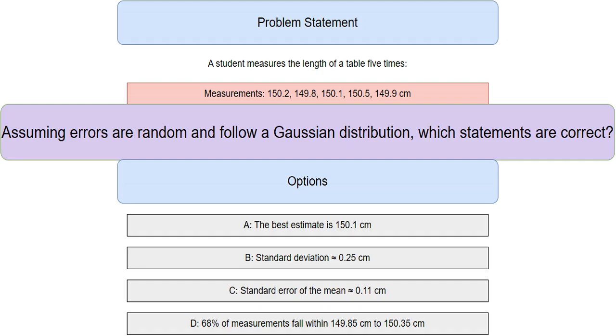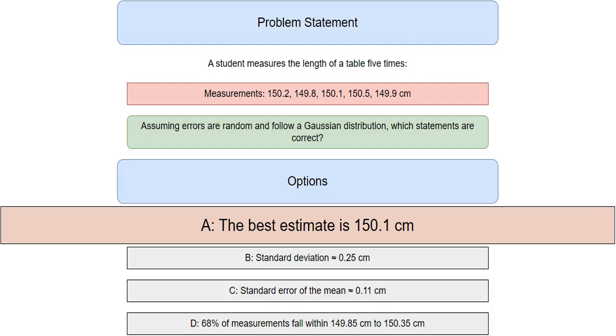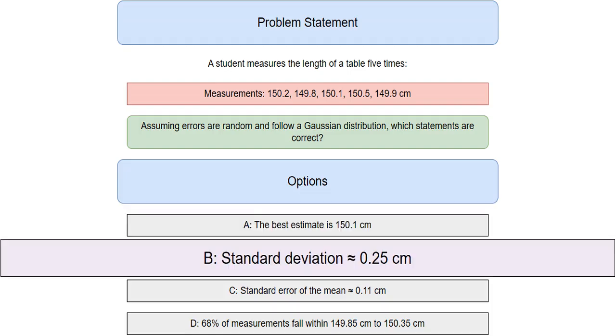value. The prompt asks that based on this assumption about errors, which of the subsequent statements are most likely to be true. Now, let's clarify that options is simply indicating a list of choices related to the analysis of the table measurement data. These are the statements that are being examined for correctness, which are A, B, C, and D. Here, the line describes the first option to select from, which states the best estimate of the table's length is 150.1 centimeters. Now, the line describes the second option, which is related to the standard deviation of the measurements.